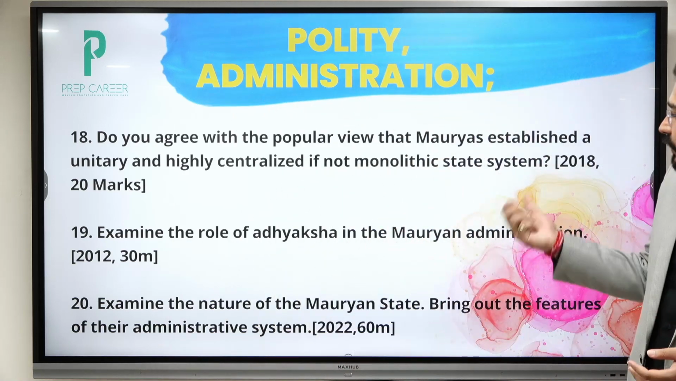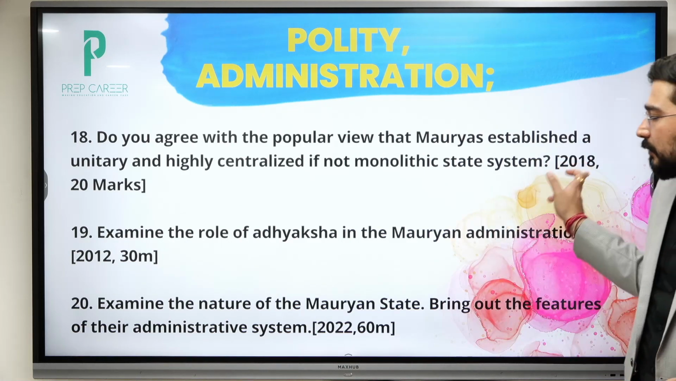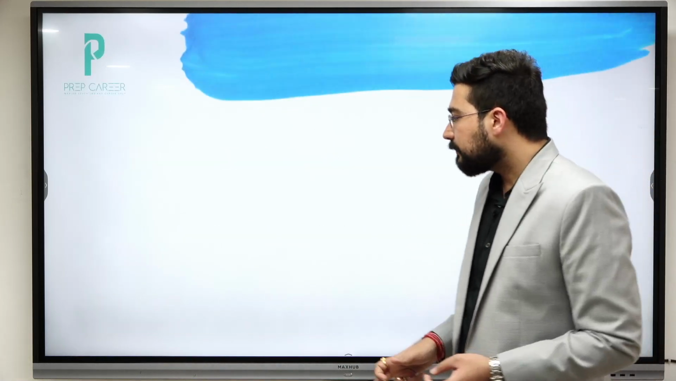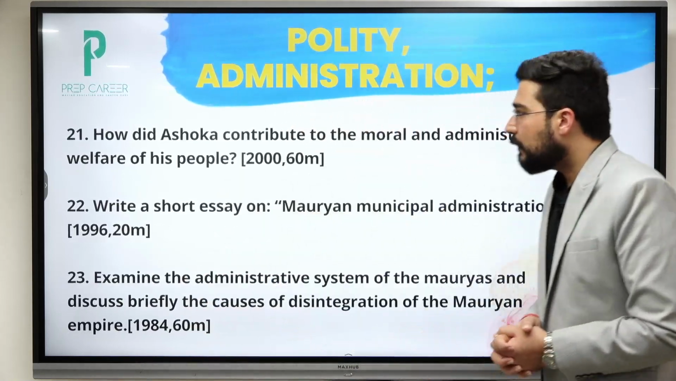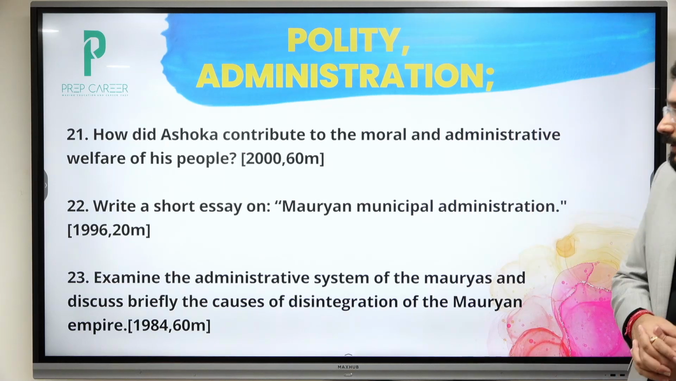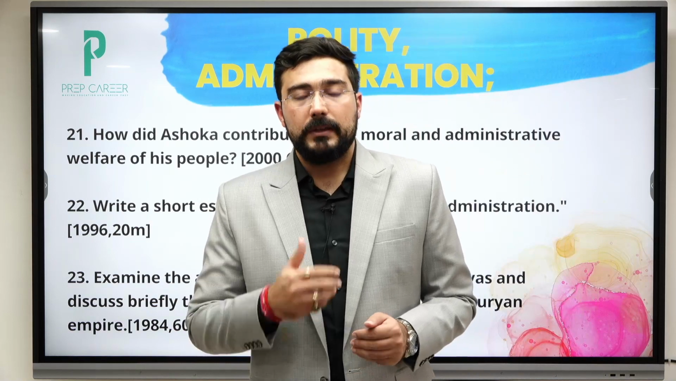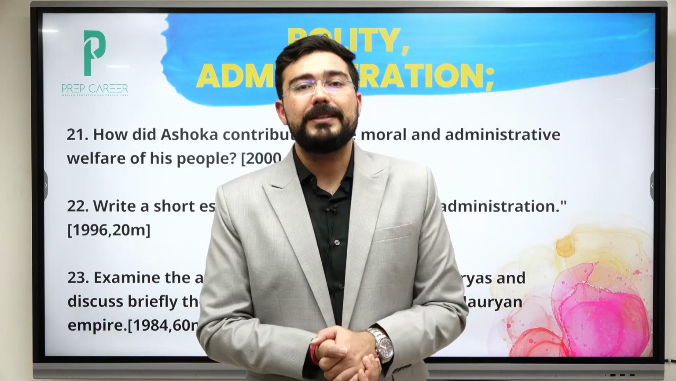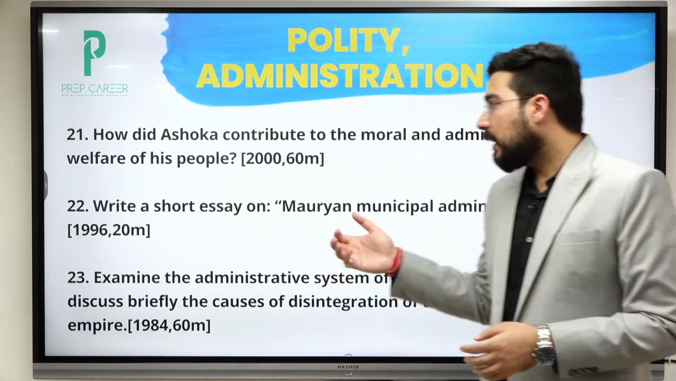Then the role of Adhyaksha in Mauryan administration, nature of the Mauryan state, bring out the features of this administrative system. All right. So a large number of different types of questions have been asked by UPSC. Then his contribution to moral and administrative welfare, because he is a person who is famous for his paternalism. Like he considered his subjects to be his sons and daughters, and that means he was very caring in nature, and that you need to write down.